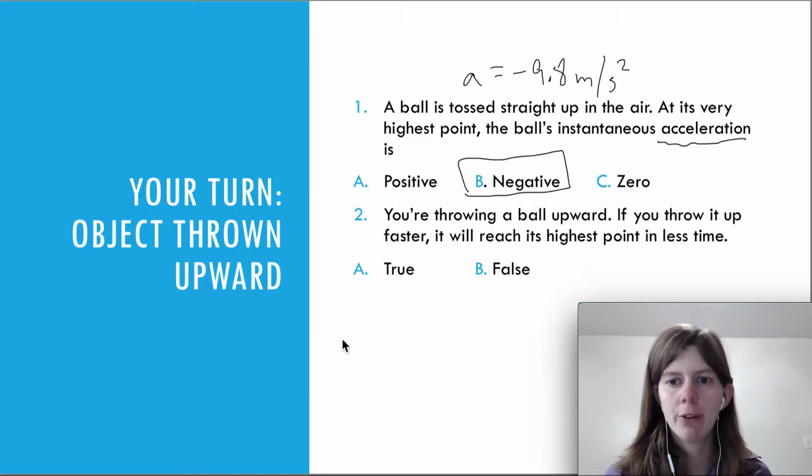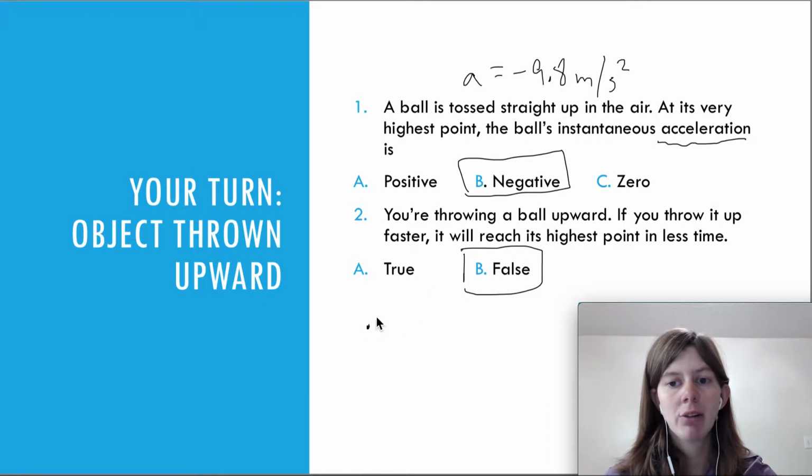Let's do the last question. You're throwing a ball upward. If you throw it up faster, it will reach its highest point in less time. So you're going to be tempted to think that, well, if you're going faster, then you're going to reach things in less time because you're going faster. So you're going to think it's true, but the actual answer is false. So the way to think about this is that when you reach the highest point, you have to stop.